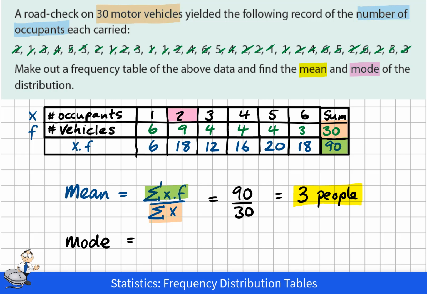So we look at the table here, we can see 2 is the mode because it's the one that happened 9 times. So 2 people was the most common amount of people to be carried. So this is how we find the mean and mode from a frequency distribution table.